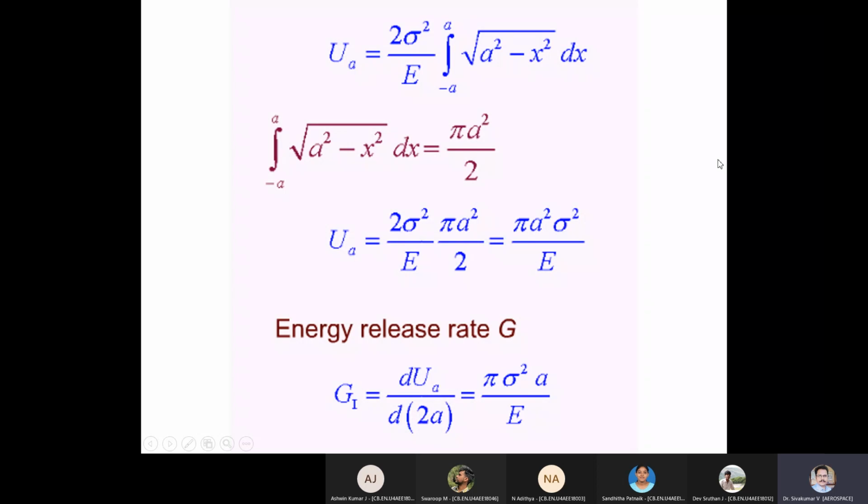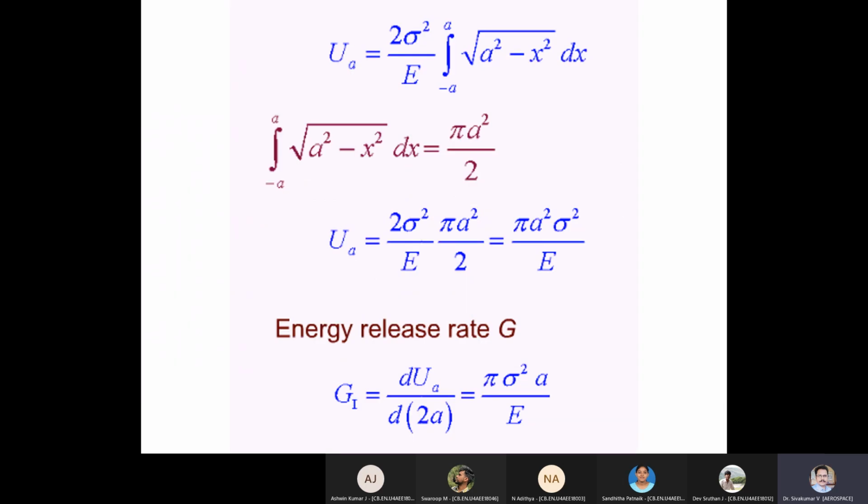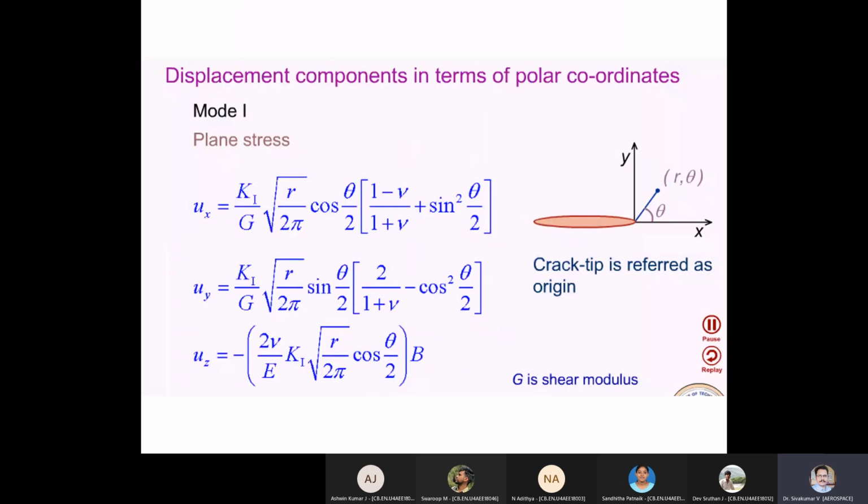Okay, so G1 is pi sigma square A by E. The displacement components in polar coordinates, all these things, I will tell you later, because this has to be covered only after the stress intensity method has been explained. Then only these things will be appropriate to understand. Otherwise, it's very difficult.